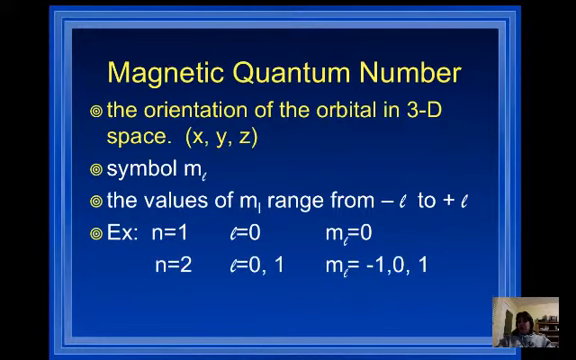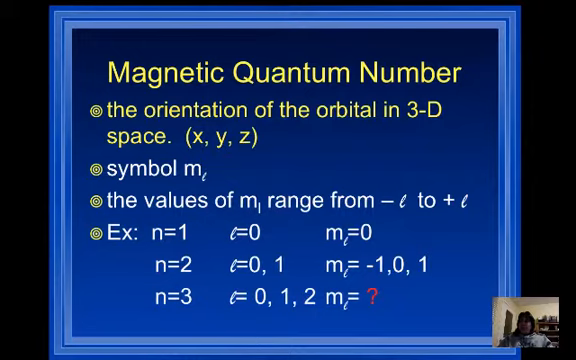When n equals 2, there are 2 sublevels, L equals 0 and L equals 1. So the maximum values of m sub L are negative 1, 0, and 1. So when L is 1, m sub L is negative 1, 0, and 1. There are 3 numbers there. So the px has one value, the py has the other value, and the pz has the third value. Because there are 3 values, we know there are 3 p orbitals.